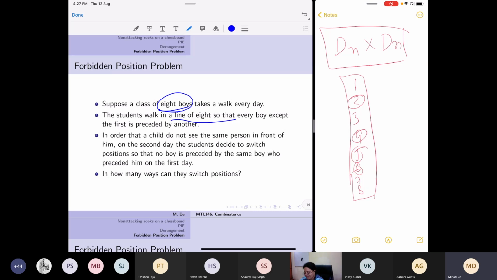Now the question is, how many possible arrangements could be there so that this property is satisfied? For example, if the next day we decide that this is the arrangement for the walk: 8, 7, 6, 5, 4, 3, 2, 1. This is of course one permissible arrangement. 8 is the leader; the last day he saw 7 in front of him, so today he is seeing nothing, which is all right for him. 7 is not seeing 6, so that is okay. 6 is not seeing 5, 5 is not seeing 4. Similarly, you can verify that everybody is satisfied.